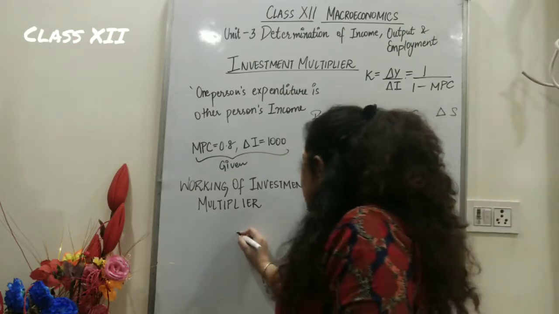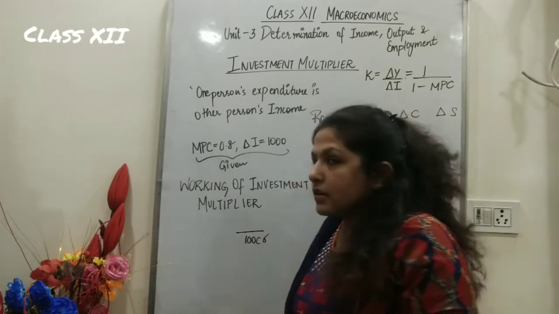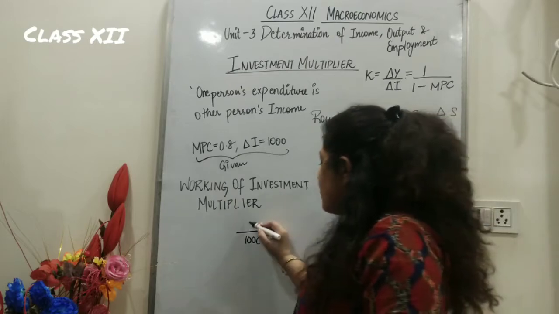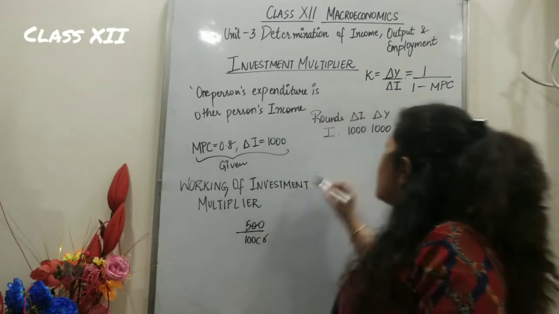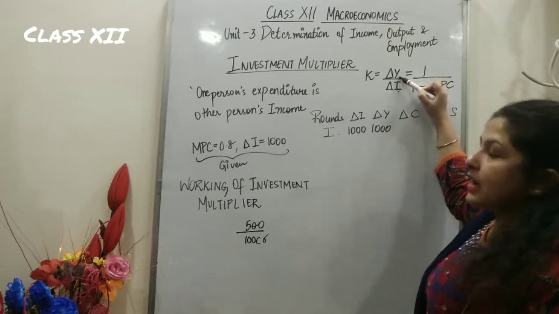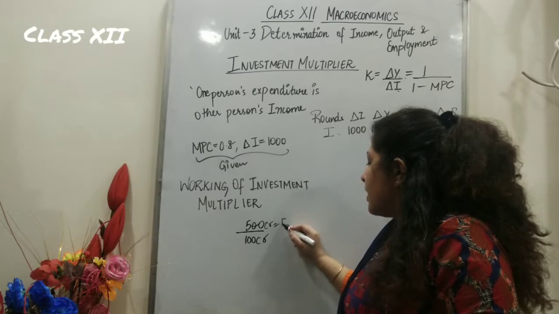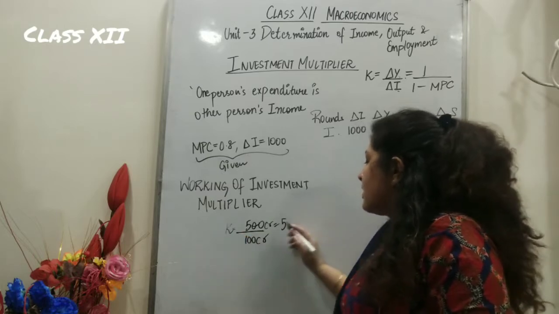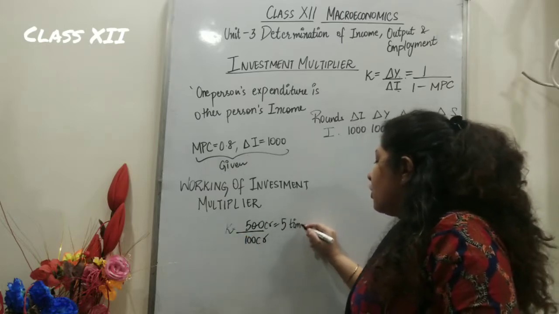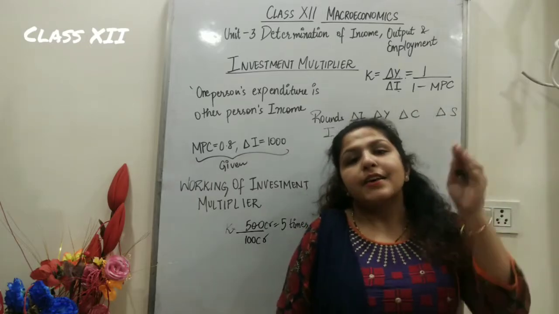Let's say the investment changes by 100 crores, and to that, the national income changes by 500 crores. So using this formula, if investment changes by 100 crores and income due to that changes by 500 crores, we can say the multiplier is 5 times. That means economy में जो output में change आया because of change in investment is 5 times.